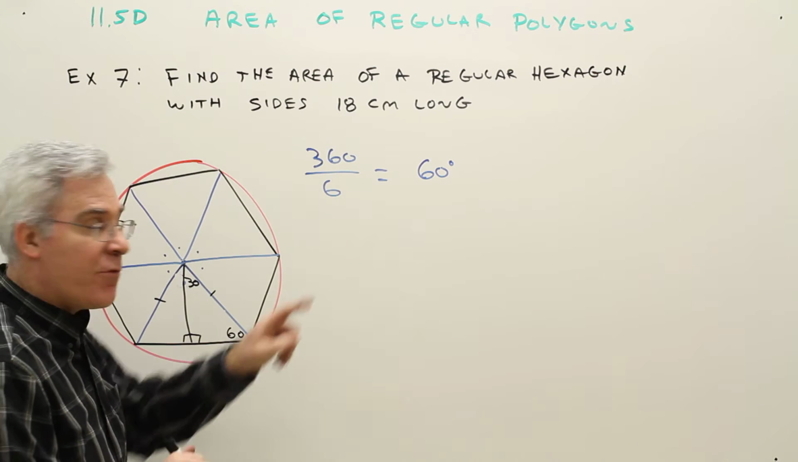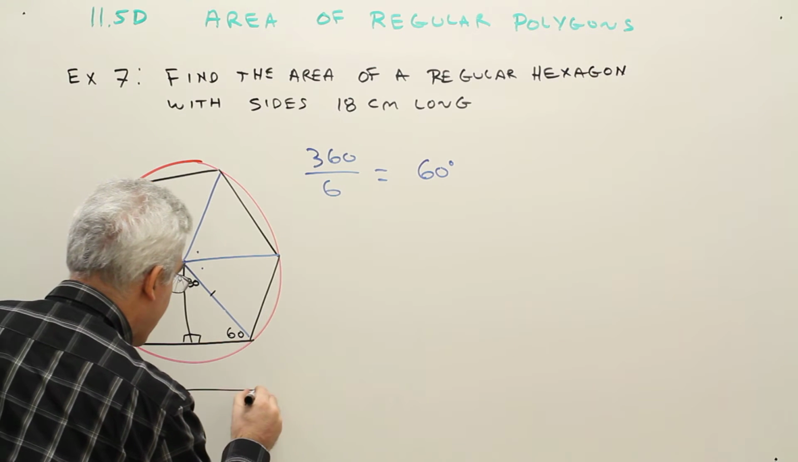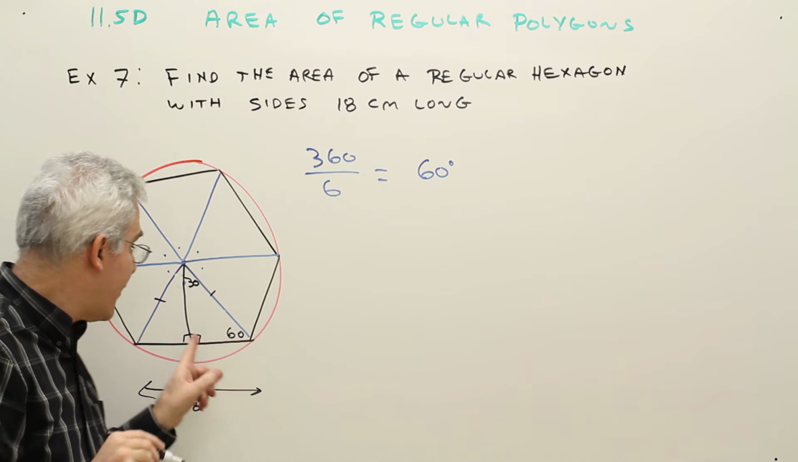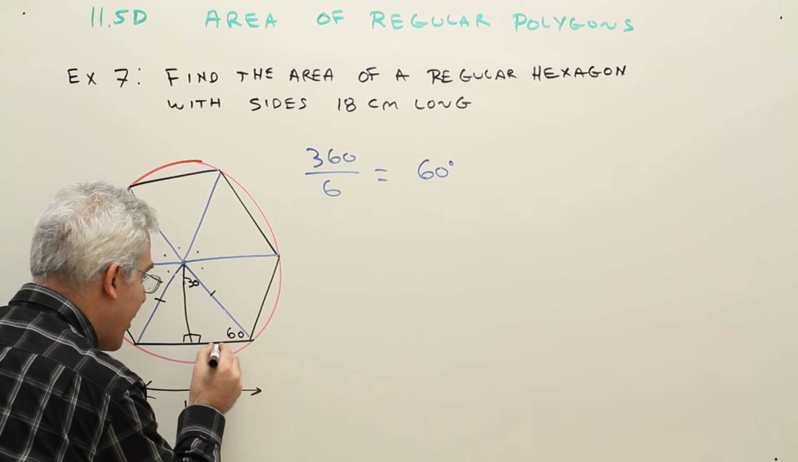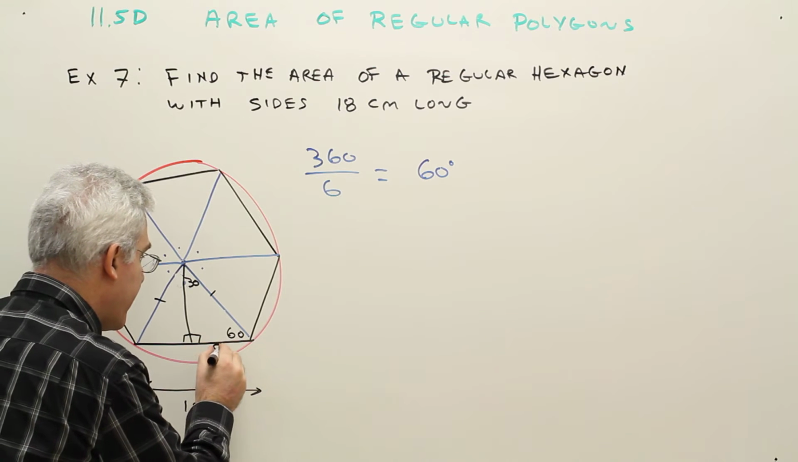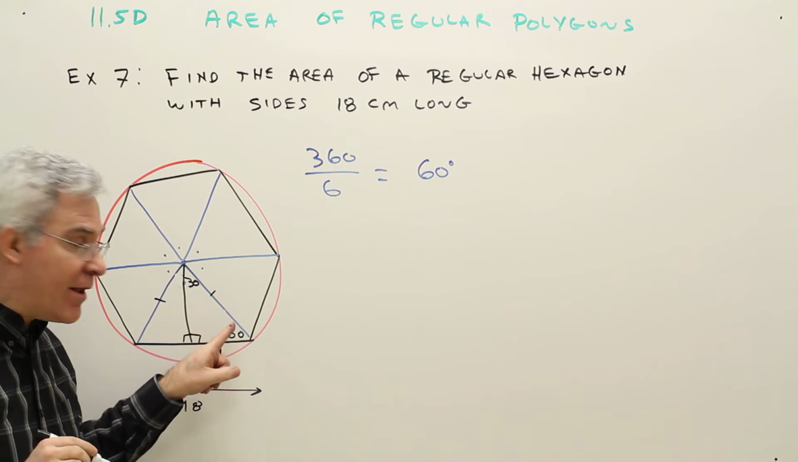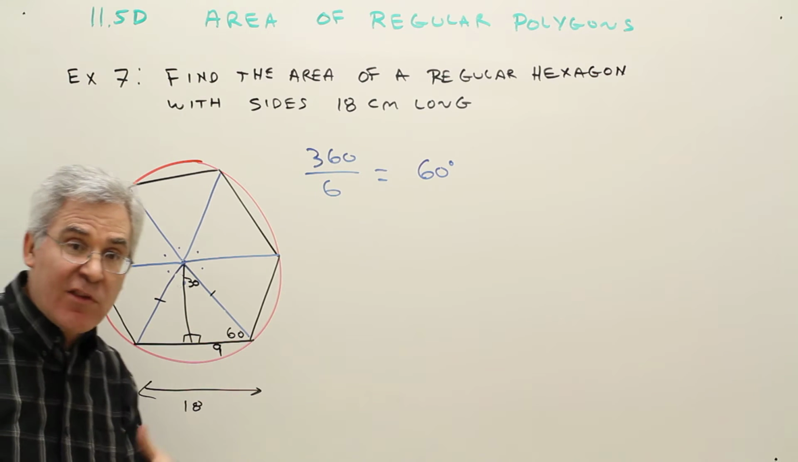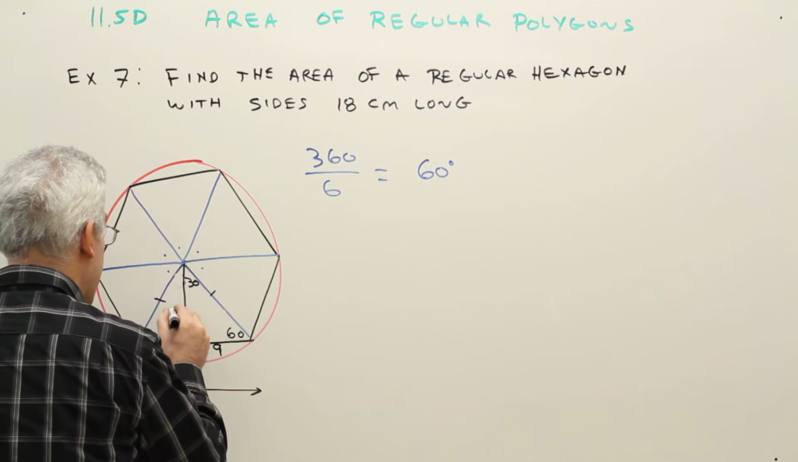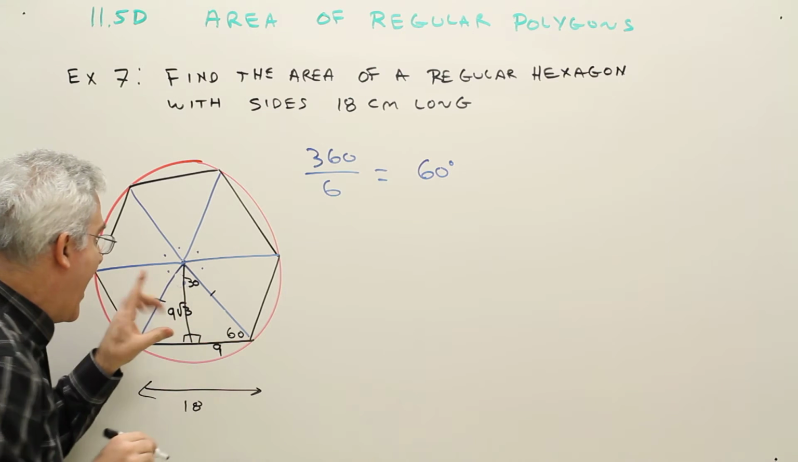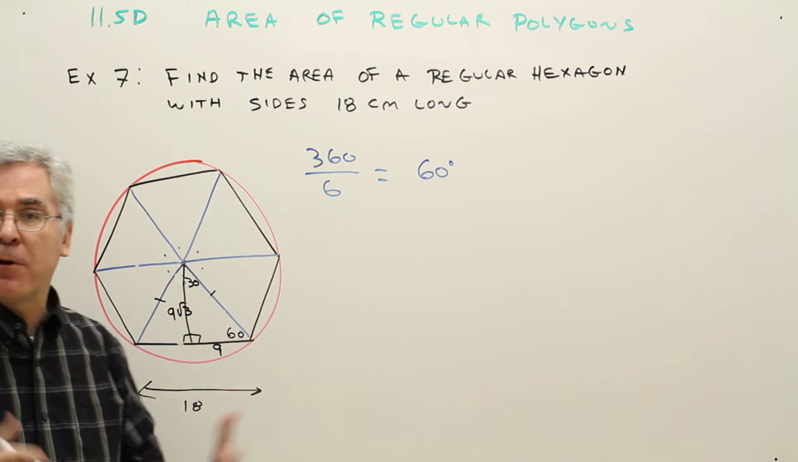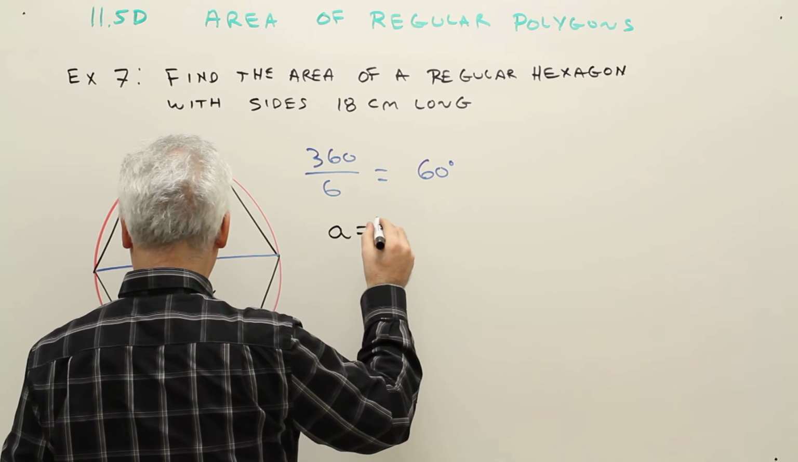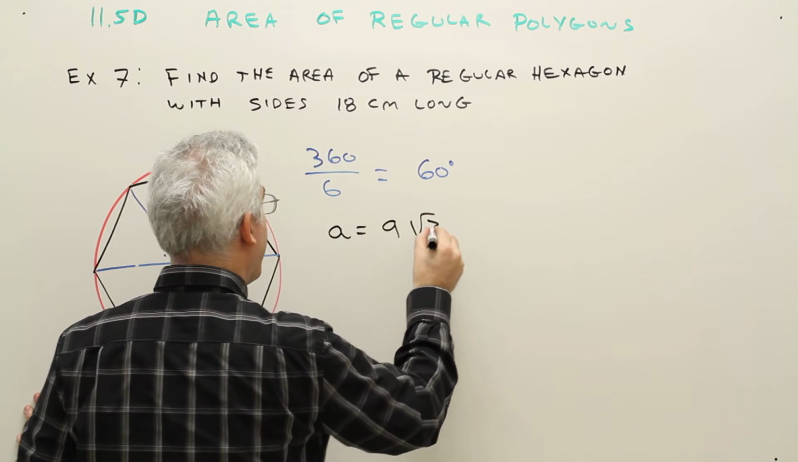They said the sides were 18 centimeters long, so this whole side was 18, but then this thing bisected it, and this little part over here will be 9. So I now have my 30, 60, 90. Opposite of the 30 is 9. Opposite of the 60 will be 9 times rad 3. That is the apothem. I can get the perimeter. Game over. All right, so let me just write down the apothem is 9 rad 3.